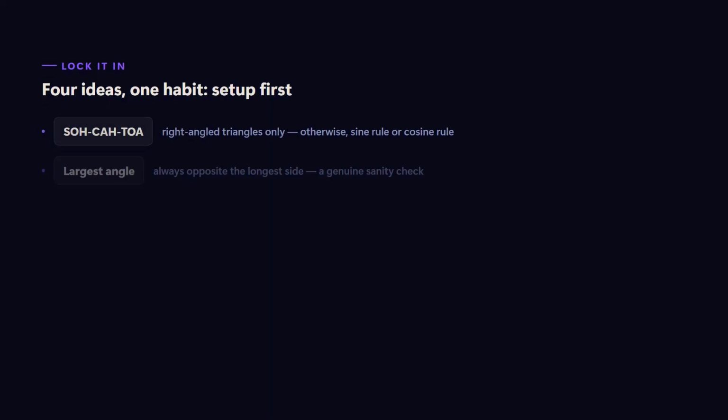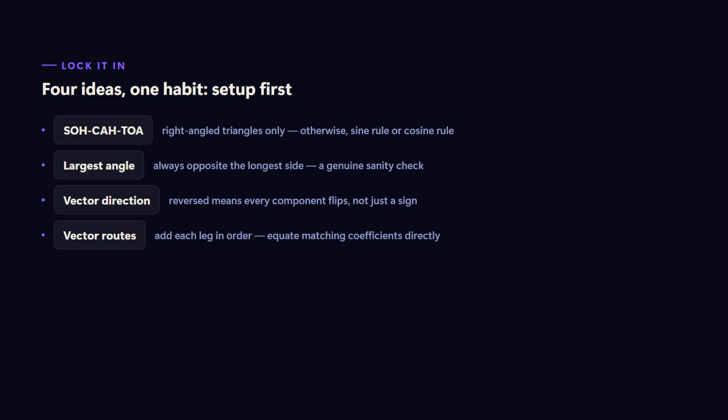So, 4 ideas, all about the setup, deciding everything before the arithmetic starts. SOHCAHTOA only works on a right-angled triangle. Anything else needs the sine rule or the cosine rule, chosen by what you're actually given. The largest angle sits opposite the longest side, always, a genuine sanity check, and the key to the sine rule's ambiguous case. A reversed vector flips every component, not just an overall sign, and a route built from vectors adds each leg in order, with matching coefficients in 2 independent vectors giving a direct shortcut to the answer.